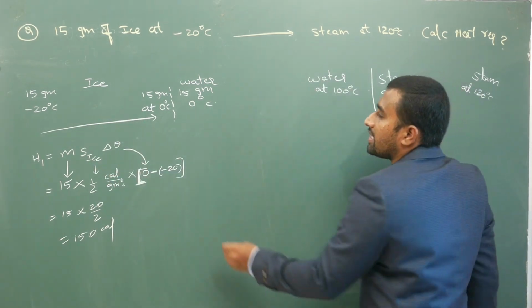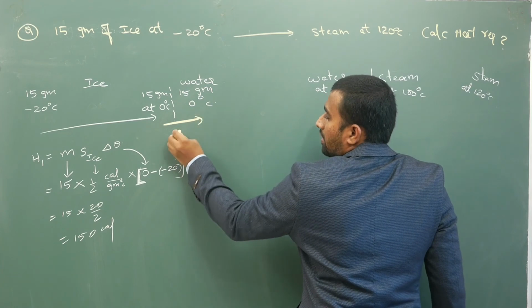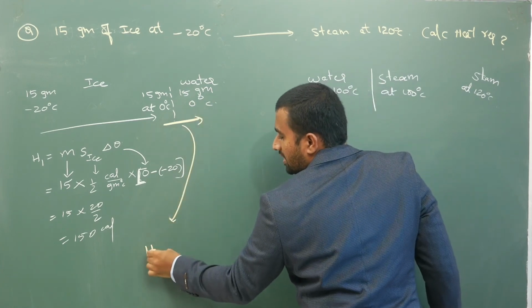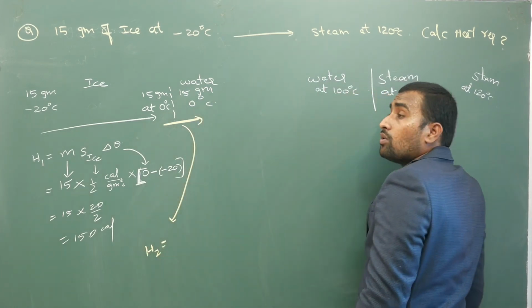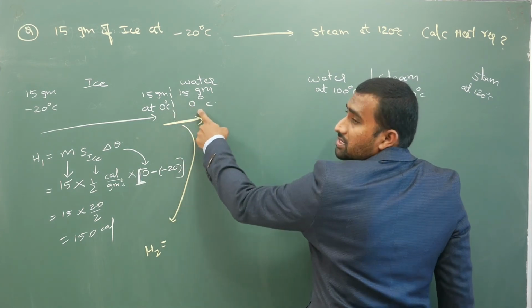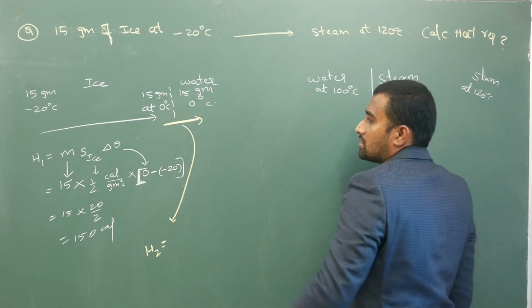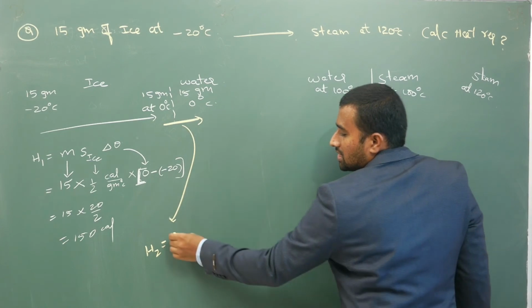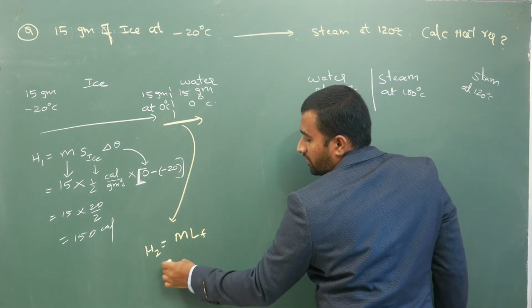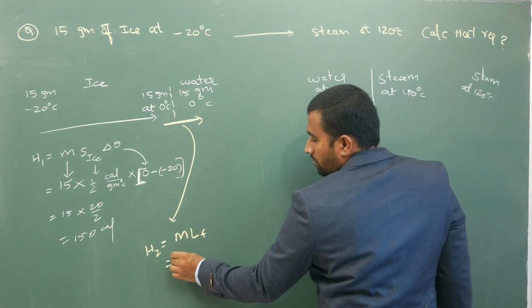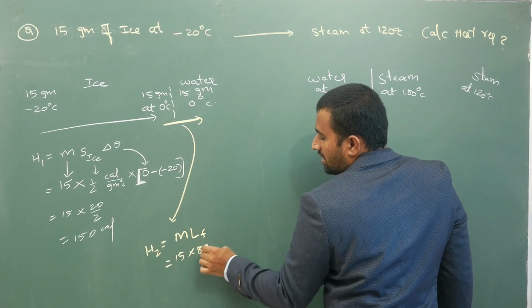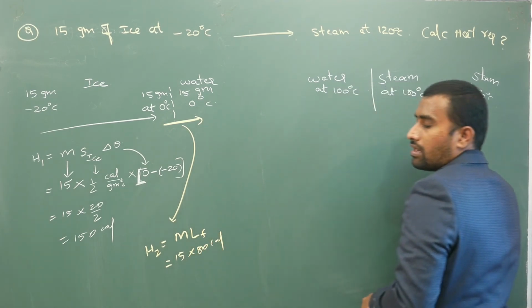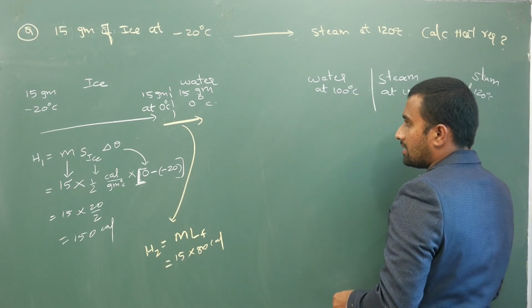Next, in the second stage, if I calculate heat H2, now here there is no temperature change, but there is state change. So your state change is mass times latent heat of fusion, that is equal to 15 into 80 calories. Okay, 15 grams into 80 calories.